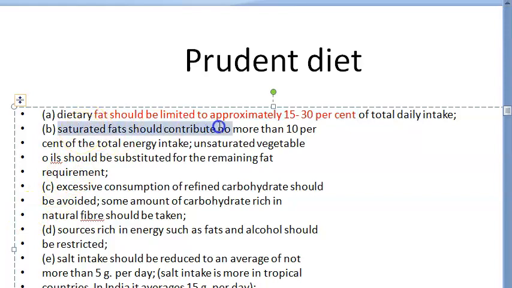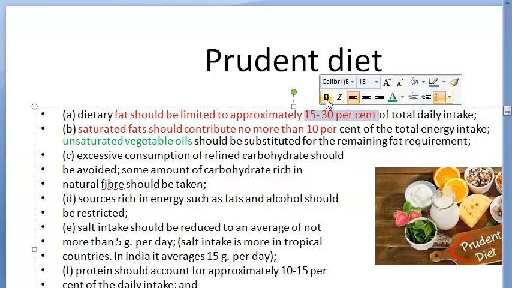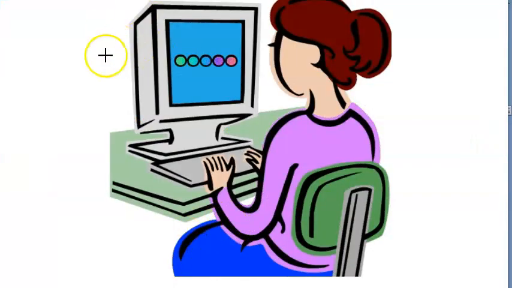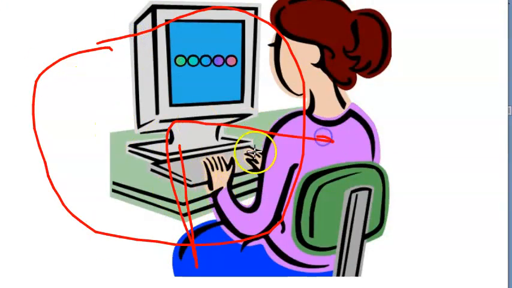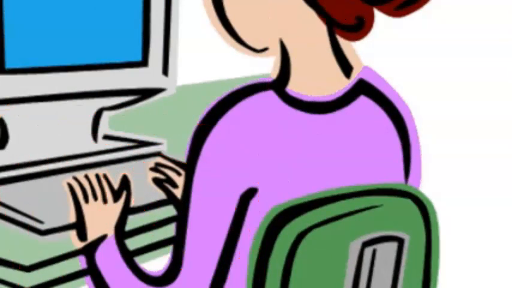Saturated fat should contribute no more than 10% of the total energy intake. So saturated fat also should be less. Less than 10% should be saturated, and the remaining can be unsaturated vegetable oils. In your complete food, 30% will be fat. In that 30%, 10% only should be saturated fat. The remaining 90% of that 30% will be unsaturated vegetable oils. You understood? Or did it just become too much? So you can take 30% fat, in that 10% can be saturated fat, and the remaining has to be unsaturated vegetable oil. Got it? Very good.